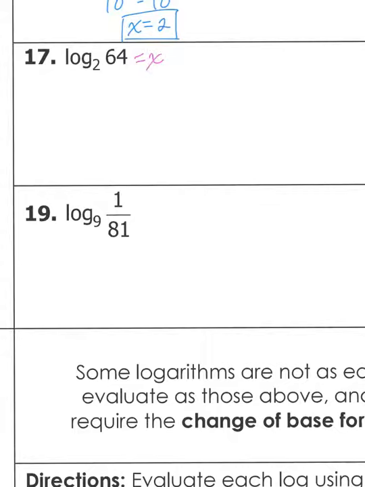So I'm setting it equal to x. Exponential form is 2 to the x is equal to 64. 64 can be exchanged for a power of 2, so that's 2 to the 6th. And then you can drop your bases and set those exponents equal.